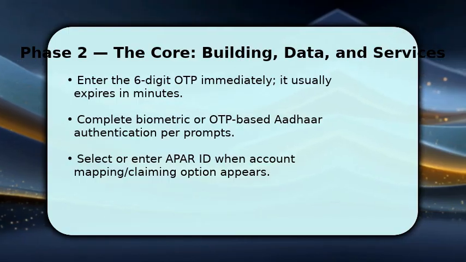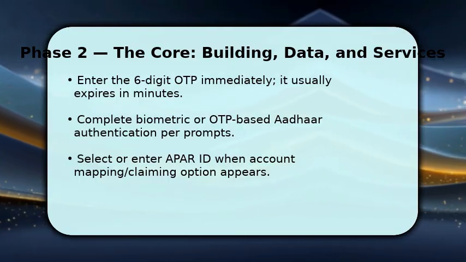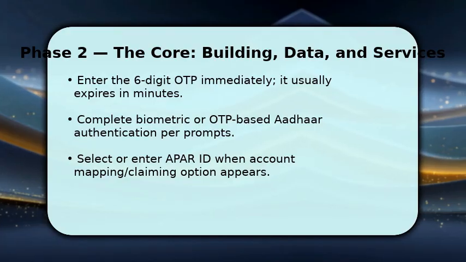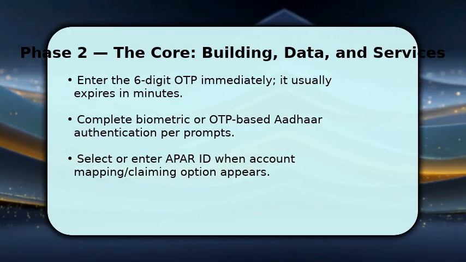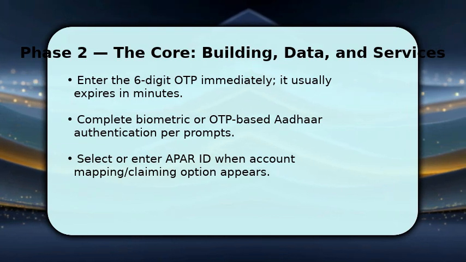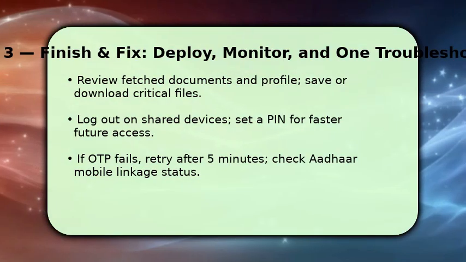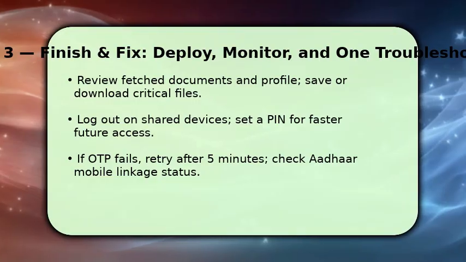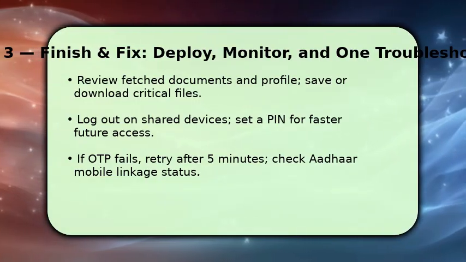Make sure the Apar ID spelling and digits match official paperwork, since mismatches prevent retrieval. After confirming, the system will fetch your linked documents and profile. You finish by reviewing the Digilocker dashboard. Verify that your Apar records and documents are present and download any copies you need.